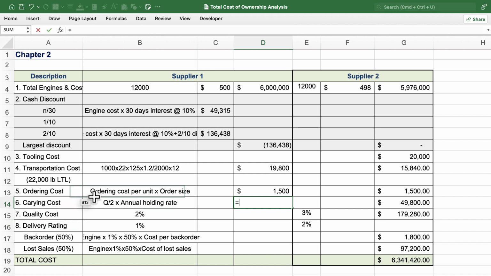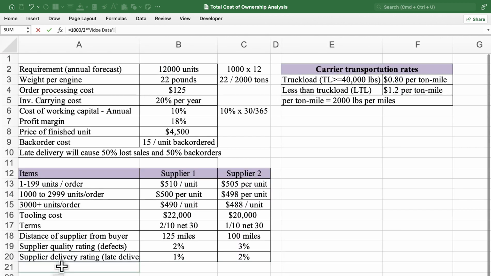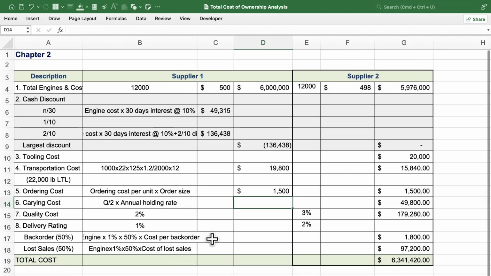Now the next thing is carrying cost, or cost of holding inventory, and the formula for that is Q over 2, where Q means order size. We know order size is 1,000 divided by 2. We divide by 2 because that becomes average inventory, and multiplied by annual holding rate. And as you can see here, that inventory carrying cost is 20%. So we'll be using that, 20% or 0.2, multiplied by the value of inventory, that's 500, and that becomes 50,000.